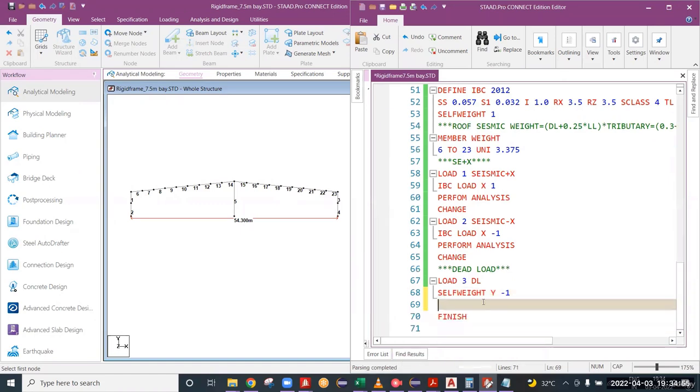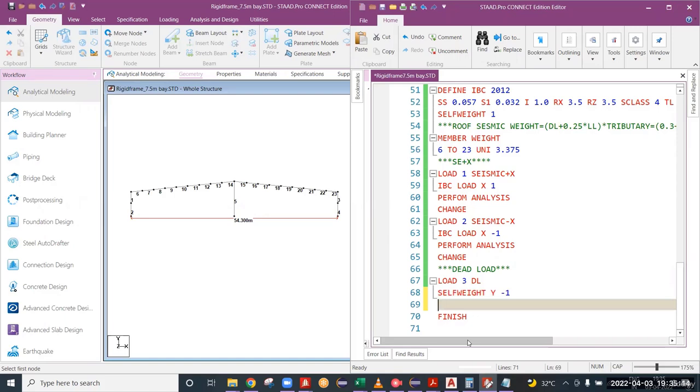Why is it y? Since you are not mentioning anything, it takes global by default. Y minus 1 means positive y is upwards, right? Minus 1 indicates negative, downwards. So that is why self weight Y minus 1.